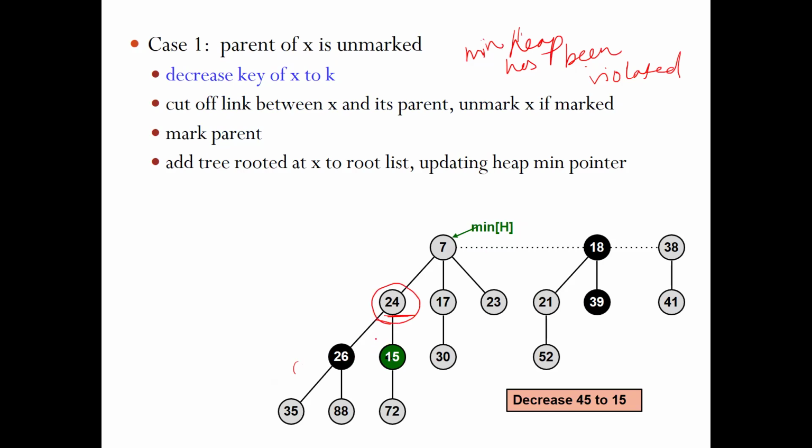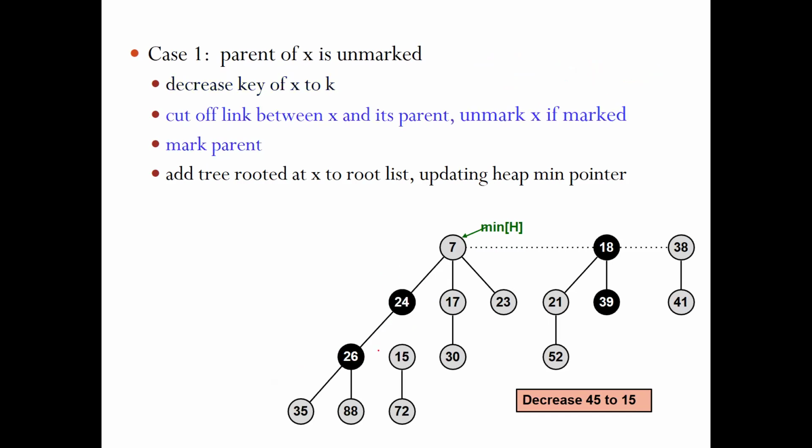Now, what are we going to do? Because 15 cannot stay here, we are going to cut off the link between X and the parent of X. We are going to cut off the link. So cut off the link between X and X's parent and unmark X if it is marked.